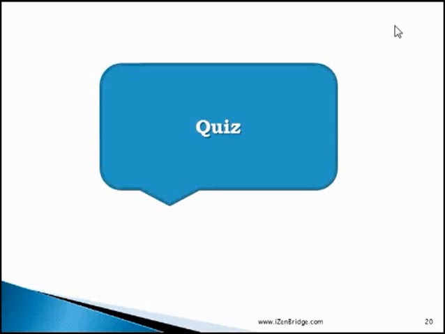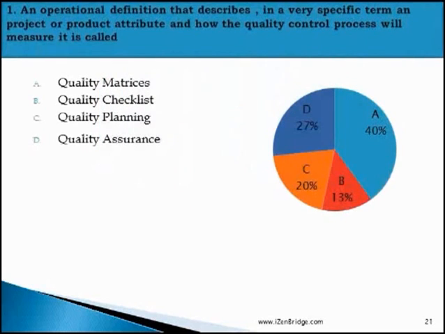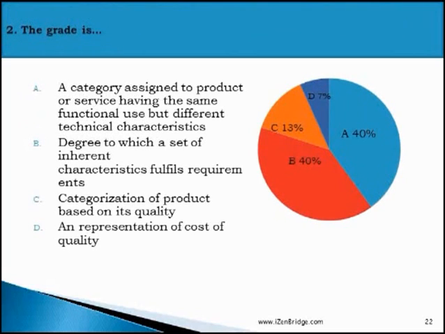Okay, so let's take a presentation. Let's check the results of our pre-webinar quiz, which I posted on our website. There were 5 questions, and this was the first one: an operational definition that describes in very specific terms a project or product attribute and how the quality control process will measure it is called a quality metric. Most of you, the majority vote, went for quality metric. So I think there is a good consensus for this answer.